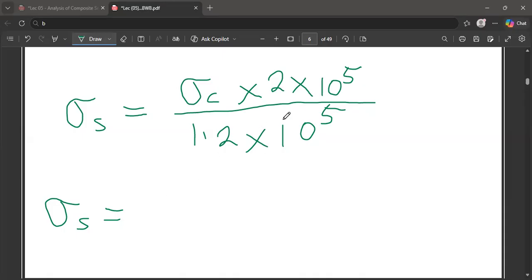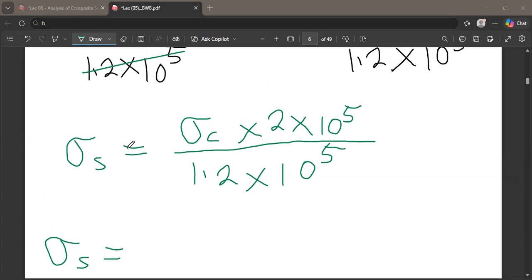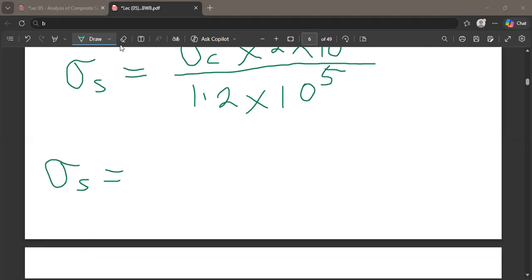Everybody, can we all divide this together? Let's quickly compute this: 2 times 10 exponent 5 all over 1.2 times 10 exponent 5. That is going to give us 1.66667. But if you like, you can still maintain it this way. For safety or accuracy reasons, let's just maintain it this way.